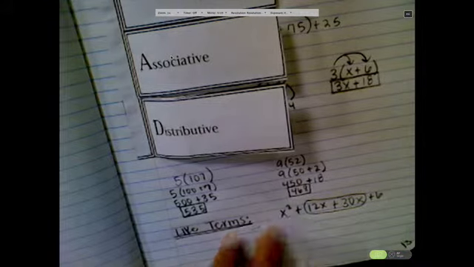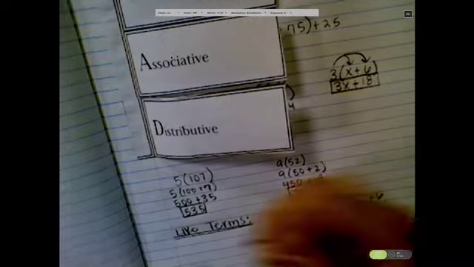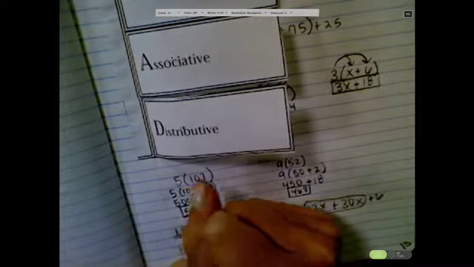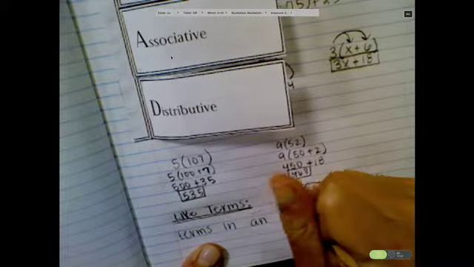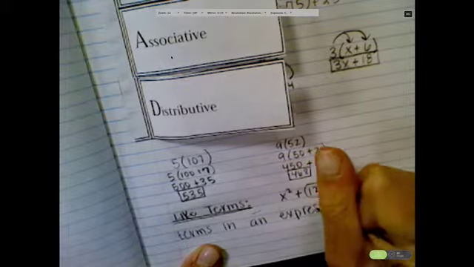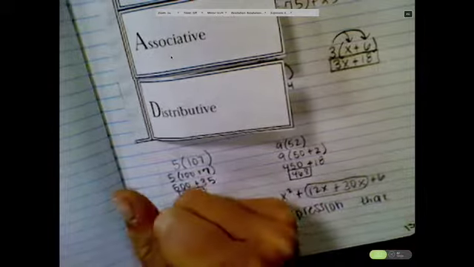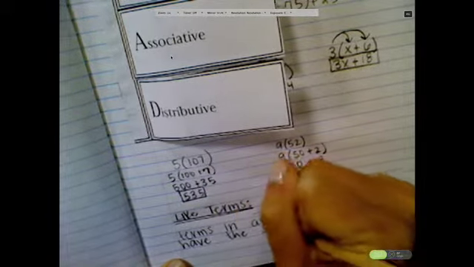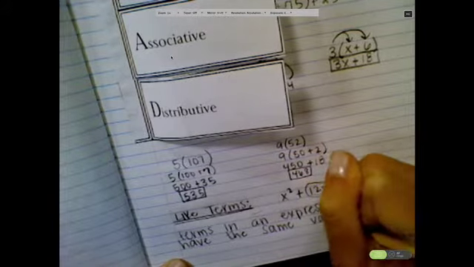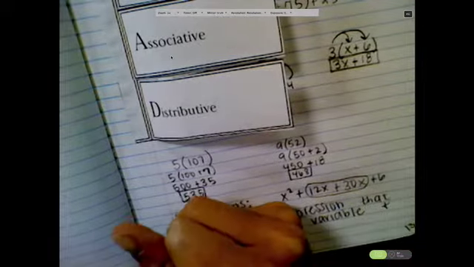Okay, how come x squared is not alike? Because it has the exponent. Okay, so like terms are terms in an expression that have the same variable and the same exponent.